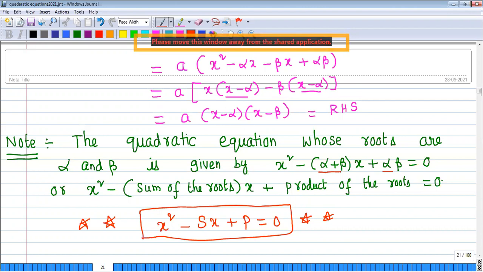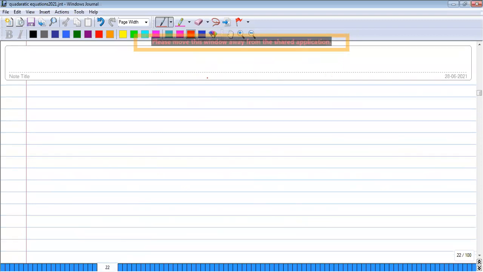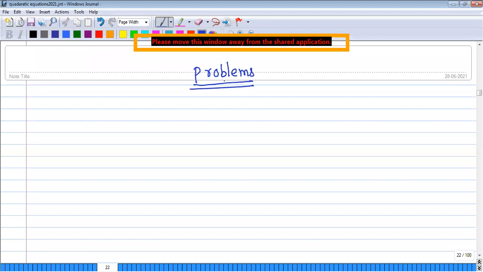Now we are going to discuss problems. Shall I move to the problems? Yes, sir. Okay. Problems based on these concepts. So first problem.